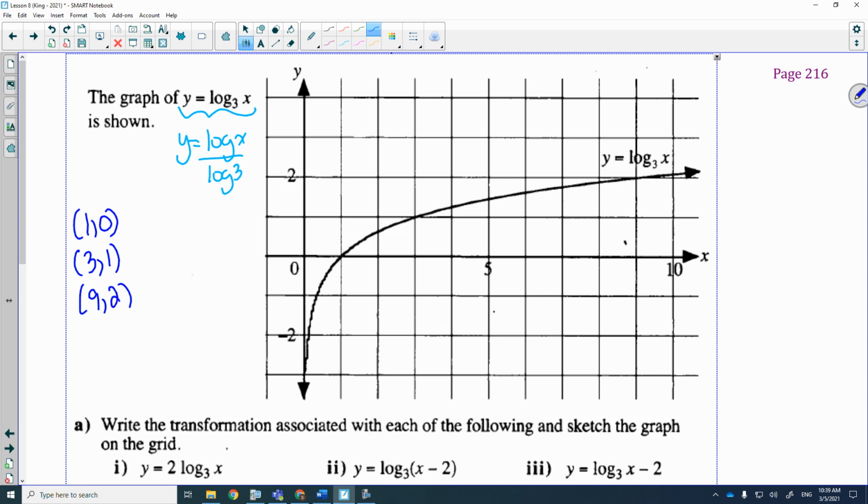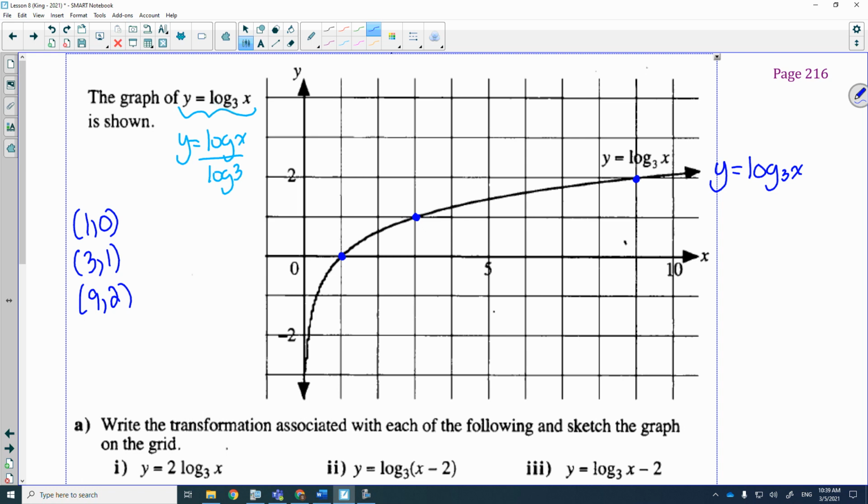Plot those points. So this would be (1, 0), this would be (3, 1), and this would be (9, 2). Because what we're going to be doing is transforming these points essentially. Even though it has the equation, let's just write it off to the side. This is the graph of y is equal to log base 3 of x.